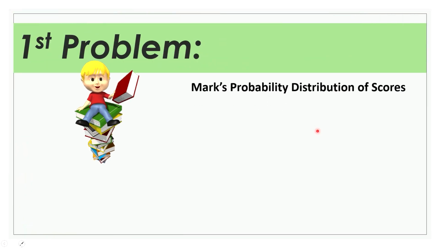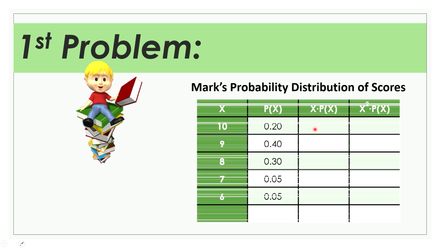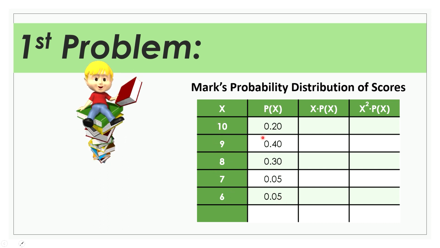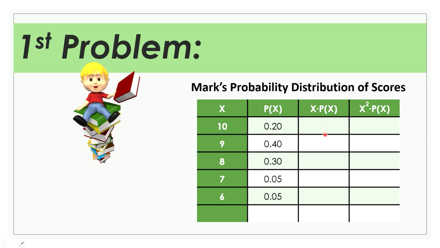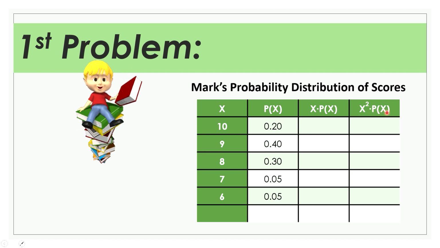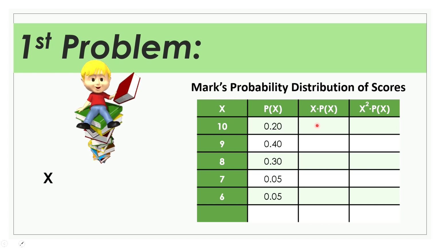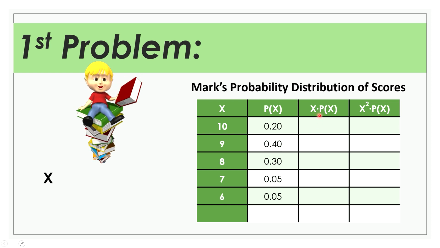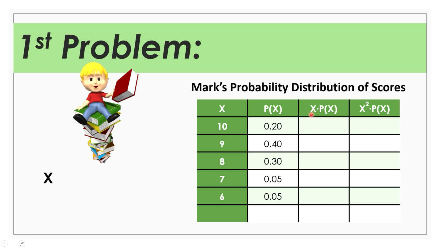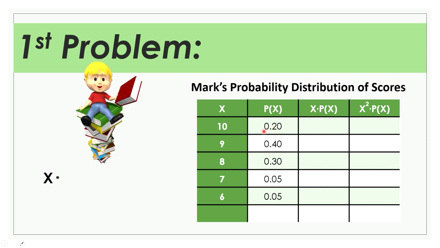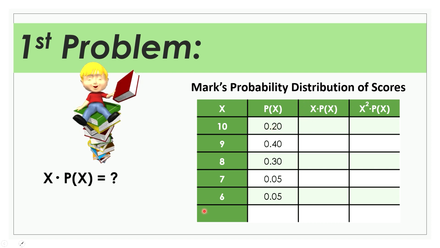This is now the table of values for Mark's probability distribution of scores. So ito yung value ng ating x, and then ito yung value ng ating p of x, and then unknown pa yung value ng ating x multiplied by p of x at saka yung x squared multiplied by p of x. To get the product of x and its corresponding probability, we simply multiply x to p of x. So yung value ng ating x ay 10 and then yung value ng ating p of x is 0.20. So we will use this formula.